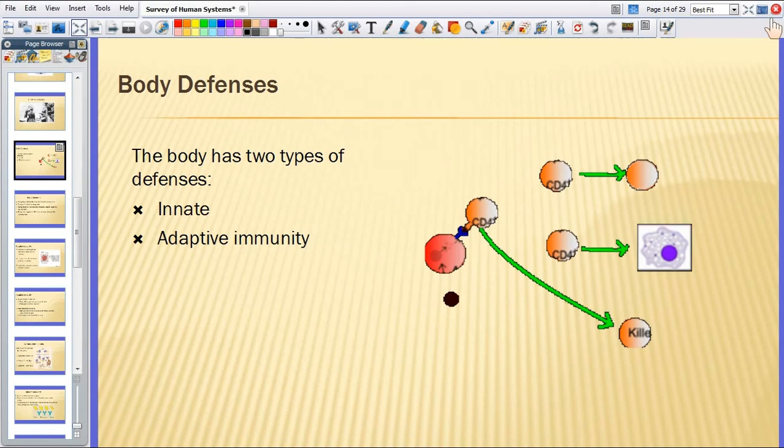This happens because the pathogen has what's called an antigen on its surface. An antigen, A-N-T-I-G-E-N, is a protein. It acts like a cell surface identity marker. It says, this is a cold virus.